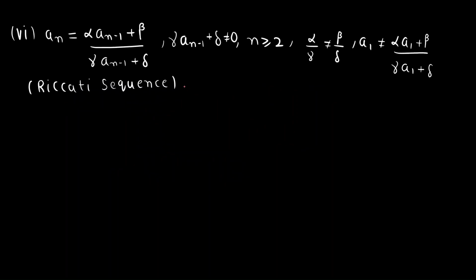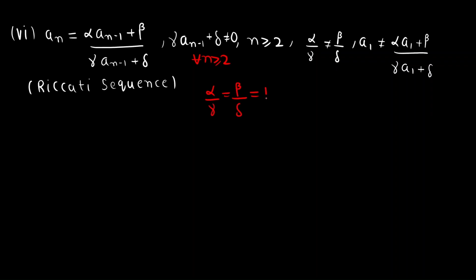The next one is just a more generalized version of the previous one. It says an is equal to alpha an minus 1 plus beta by gamma an minus 1 plus delta. The constraint is the denominator is not equal to 0 for all n greater than or equal to 2, and alpha by gamma is not equal to beta by delta. What will happen if they are equal? Alpha by gamma is equal to beta by delta.